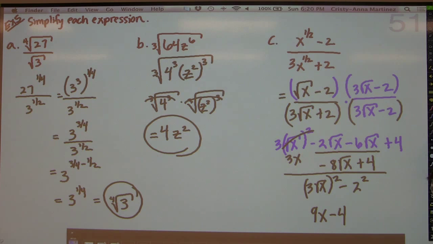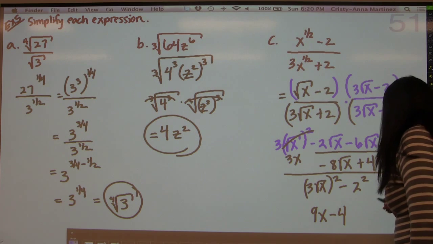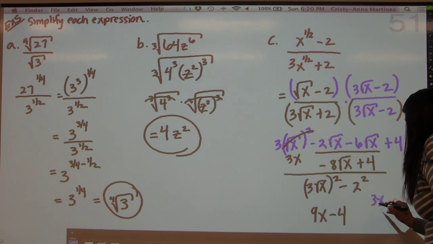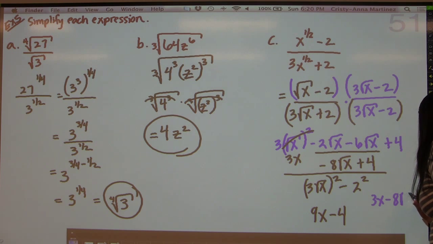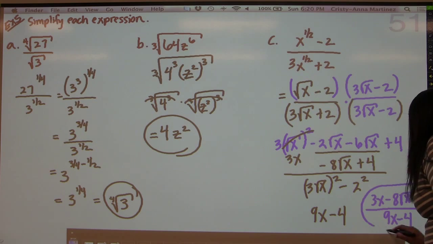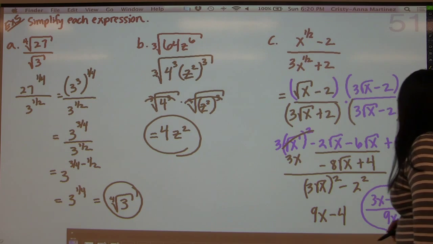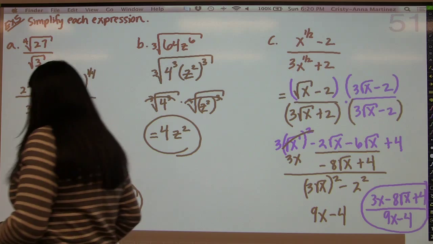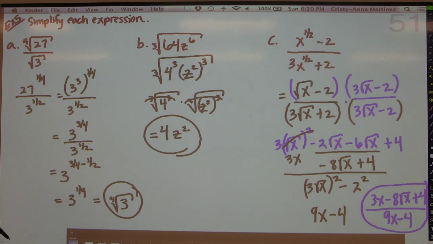So when we combine, our final answer will be the 3x minus the 8 root x plus the 4, divide all of that by 9x minus 4. And this is your final answer. 3x minus 8 root x plus 4 over 9x minus 4.